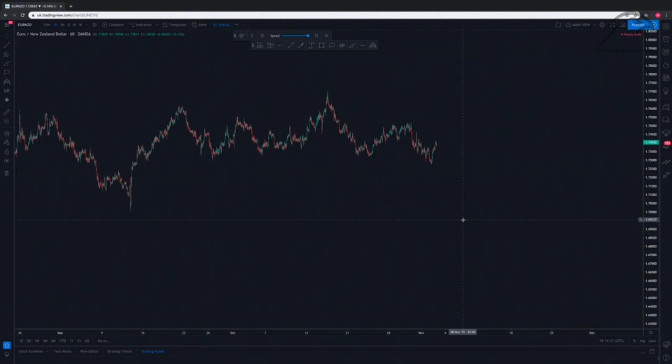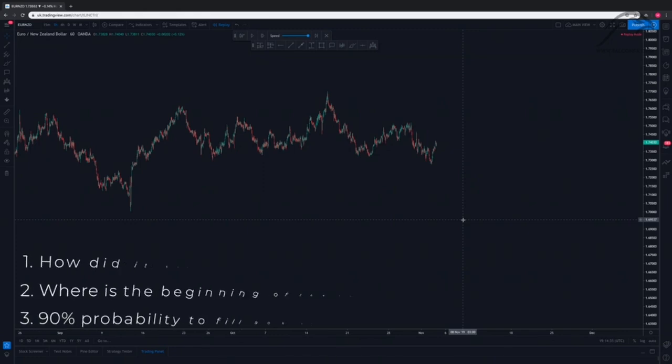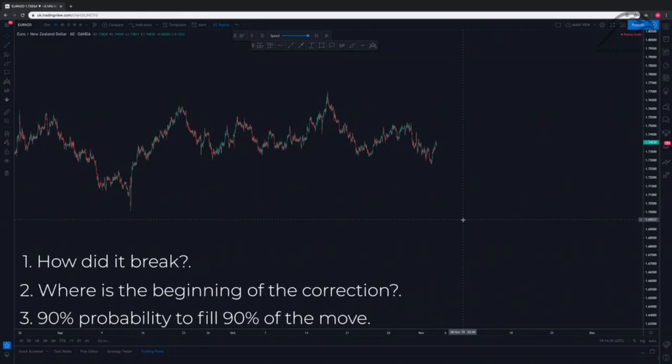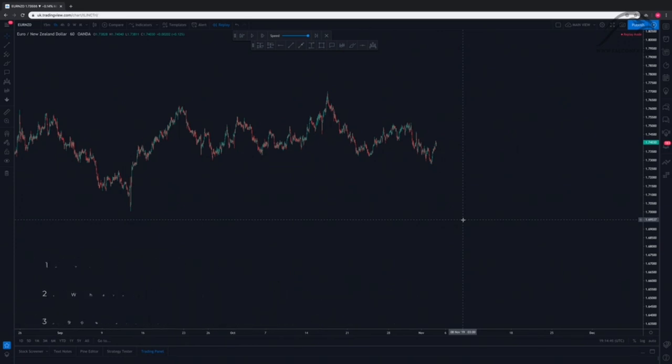Once you can ask those good questions: how did it break? It broke impulsively. Perfect. Where is the beginning of the correction? The beginning of the correction is here. So we have a 90% rule, a 90% probability that it will fill at least 90% of this. This is a good area for me to be more active in terms of management, to see if it's a good area to bank profit and not give too much back, so you can secure more for yourself and build that overall performance for the year.